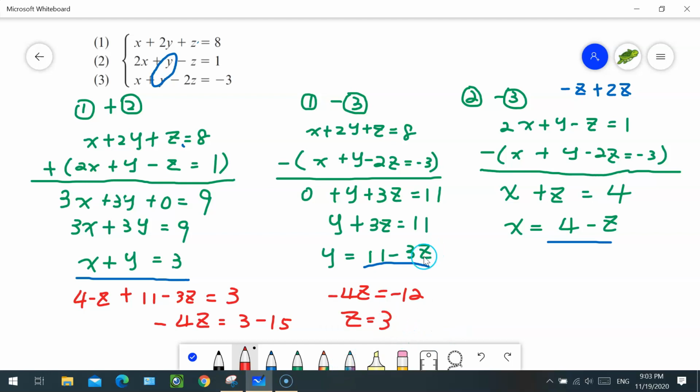We solved the z. We can plug in the 3 back to here, and then we will get y is equal to 11 minus 3 times 3, which is 2. Plugging this z into here, we will solve for x is equal to 4 minus 3, so x is equal to 1. Now we solve for x, y, z with a particular solution for each. So your x, y, z is equal to 1, 2, and 3.